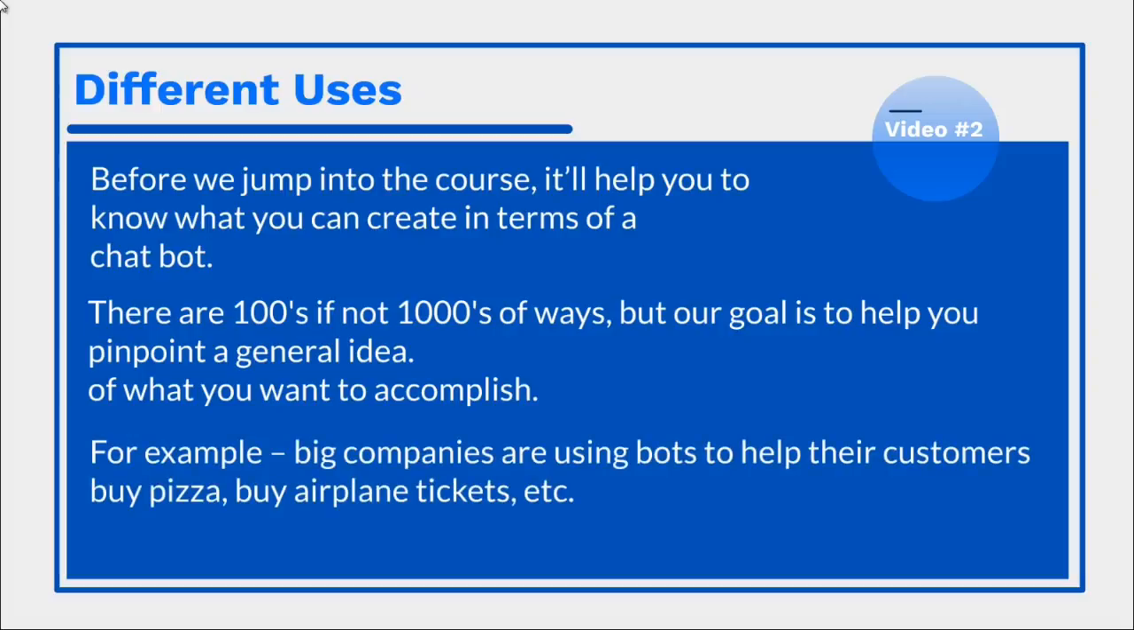For example, big companies are really changing the way that we interact with them via chatbots. And specifically in this case, is the Facebook Messenger chatbot. But beyond that, they are also using chatbots on their website and so forth. But really, we're focusing just on Facebook Messenger here. But they're doing things like helping customers buy pizza, buy airplane tickets, even hotels.